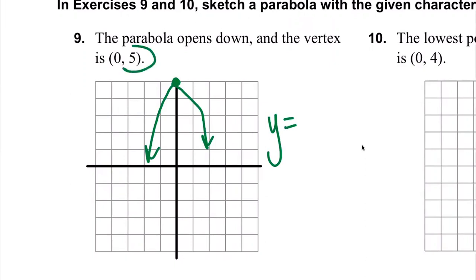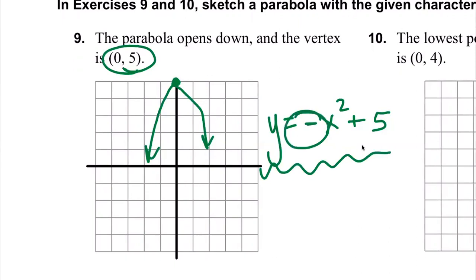We know we need it to go up 5, so let's put that plus 5 at the end. And we know we need it to open down, so we can put a minus out in front. Technically, that could be any negative number because it just wants to open down. It doesn't say anything about being narrow or wide. So technically there would be a lot of different answers, but this would be the most basic answer. We have a reflection to make it go upside down, and it's shifted up 5.